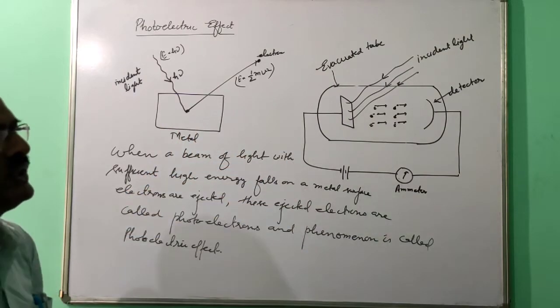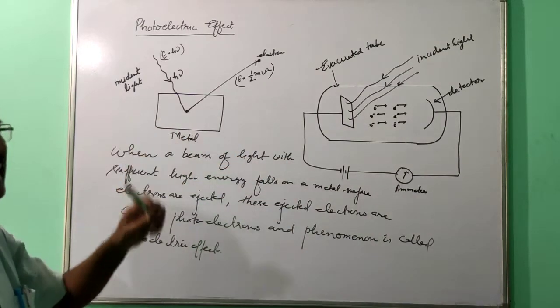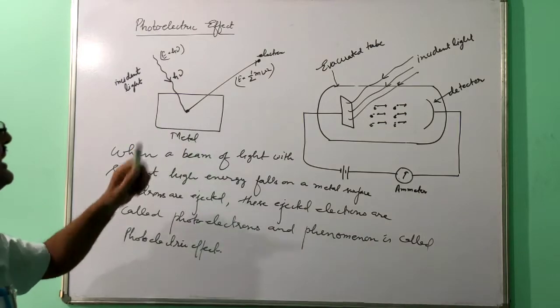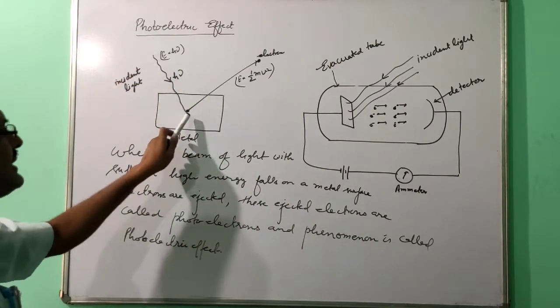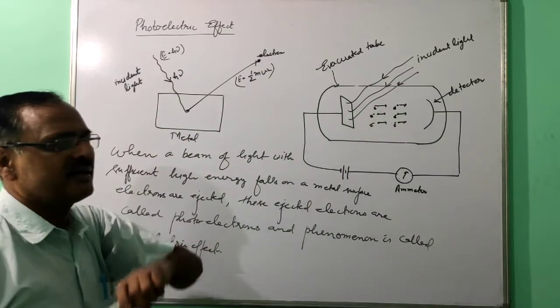Here I have shown two diagrams. This AB metal is there. On this AB metal, a beam of light is coming. When a beam of light is coming, the electrons are coming out.